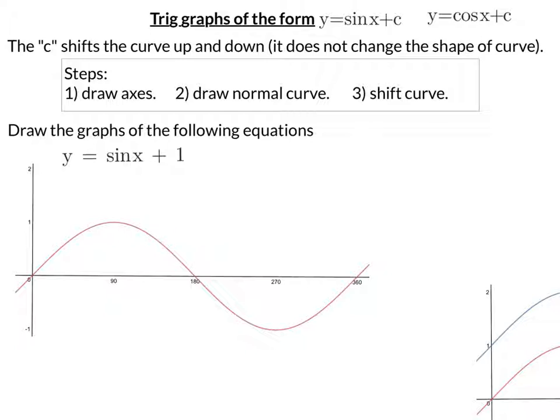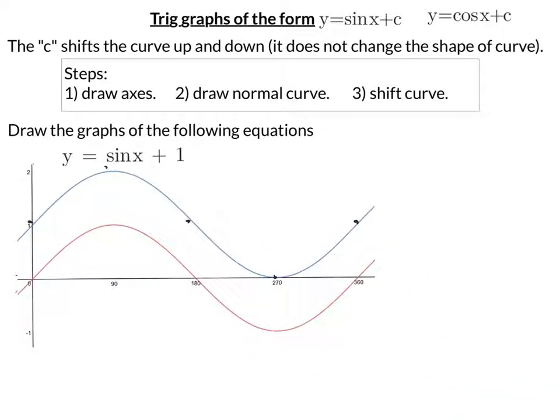Whereas before, where it crosses the x and y axis at 0, it's now going to do that at 1. And where it had a maximum at 90, it's now going to have that at 2. At 180, it's now going to be 1 above, so that's at 1. 270 is at the moment at -1, so that's now at 0. 360 is at 0, so that's now at 1. Okay, so we've drawn those on, and now you can draw your curve. There we go.